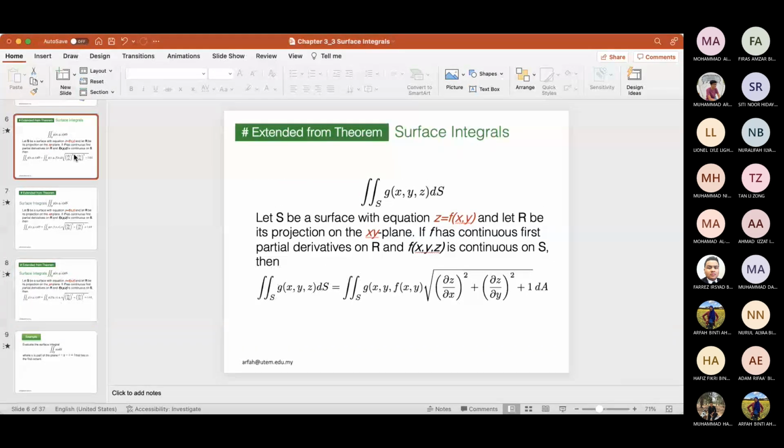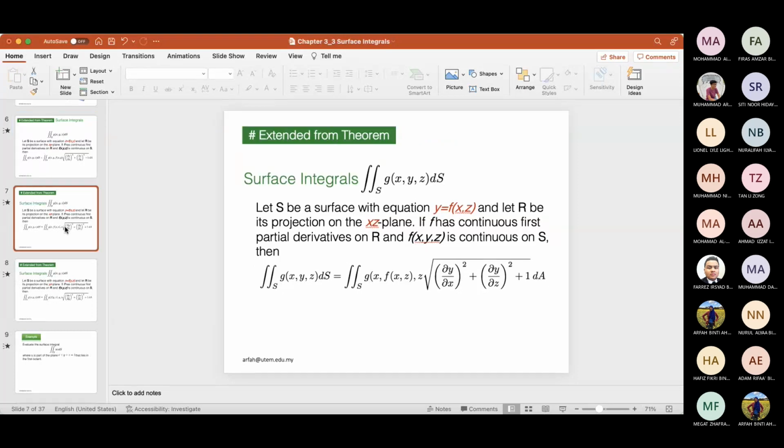So z will be a function of x and y. We will substitute into the equation of G, so the z terms will be in terms of x and y. So your overall integration will be dx dy or dy dx, with respect to those two variables. Another one, the surface integral where the projection is on the xz plane. So y will be the one in terms of x and z.